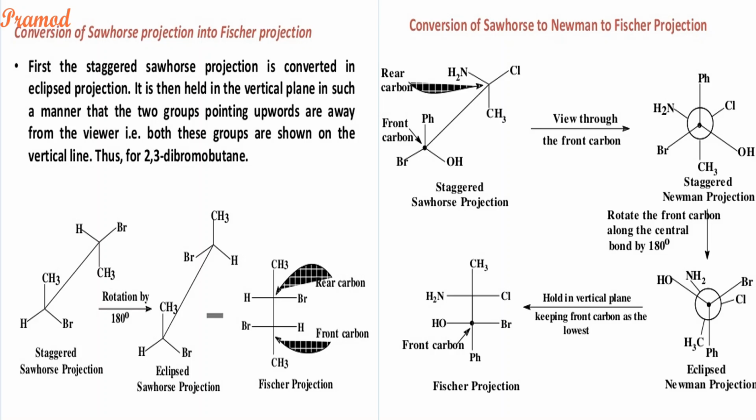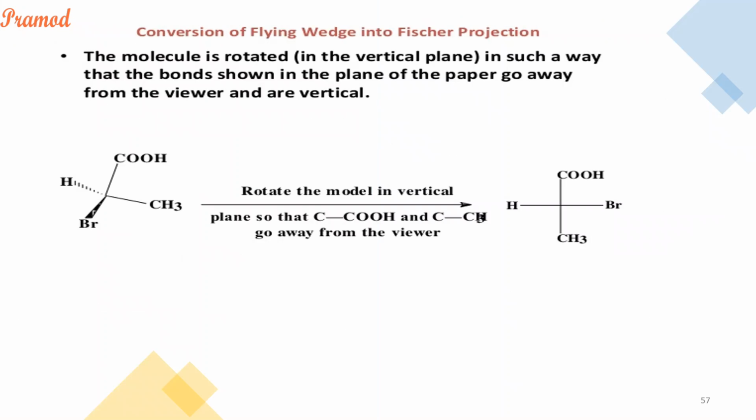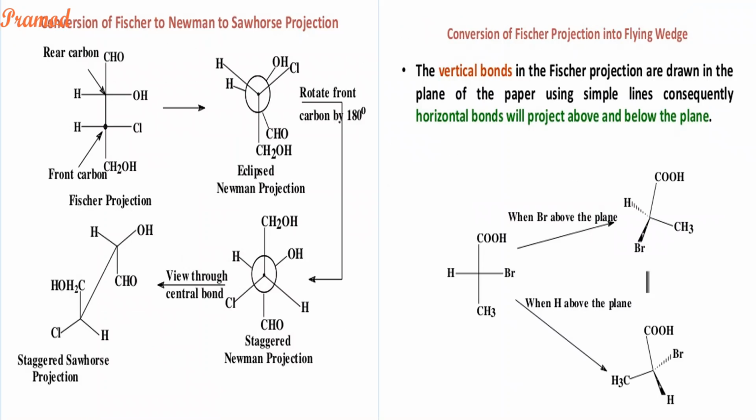Hold it in and vertical, keeping the frontal end towards you. You can convert your Sawhorse to Newman's and then to your Fisher's projection formula. Now, how to convert Fisher to Newman and then to Sawhorse configuration?